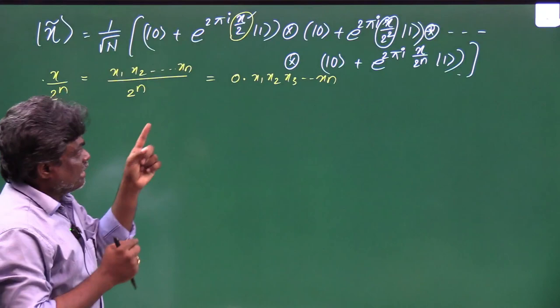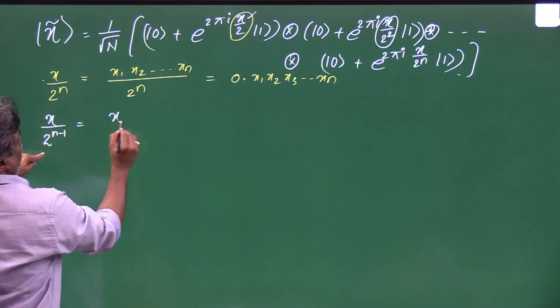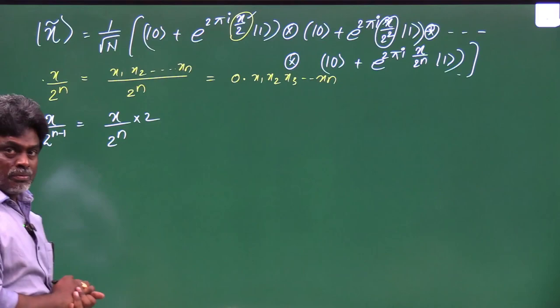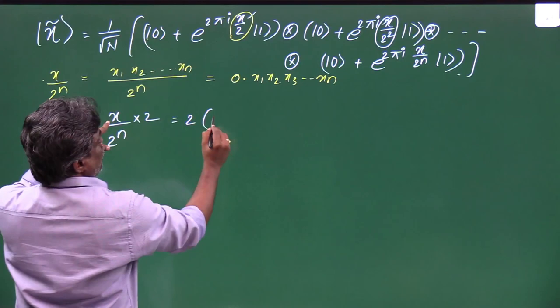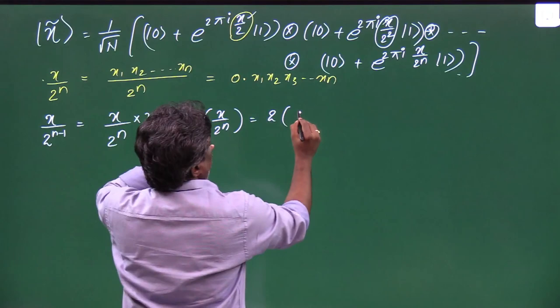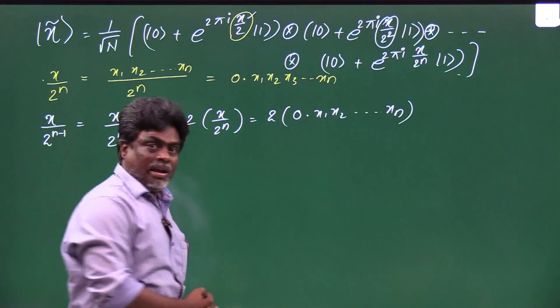Shall I write like this, sir? x by 2 power n into 2. Sure. So this is nothing but 2 into x by 2 power n, which is equal to 2 into already x by 2 power n, you know. Okay. Now please tell me, what is this?